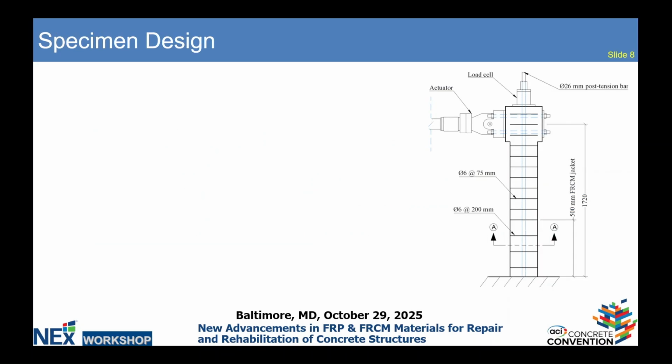This is a schematic drawing of the physical specimen. It was around 2 meters in height. We had a lateral load because we wanted to test it under kind of seismic loading. The lateral load was applied using an actuator. The axial load was applied using a post-tensioning rod passing through the column.